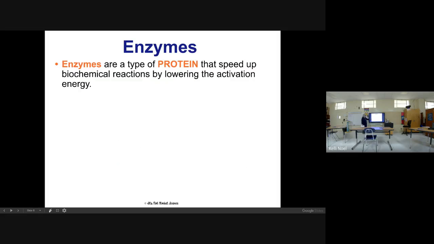All right. Enzymes are a type of protein. And these are very, very important. So if you got the paper copy, it's the next page.